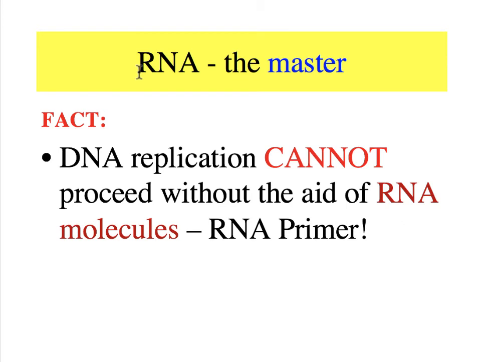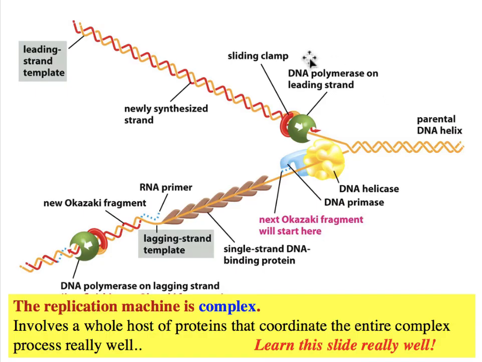This leads to the conclusion that within a cell, RNA is the master and DNA is the slave. As mentioned earlier, DNA replication involves a machine, and here we are looking at the components of the machine in a two-dimensional view. The top strand, the one that's synthesized in the direction of the opening replication fork, is known as the leading strand. So that's called leading strand synthesis.